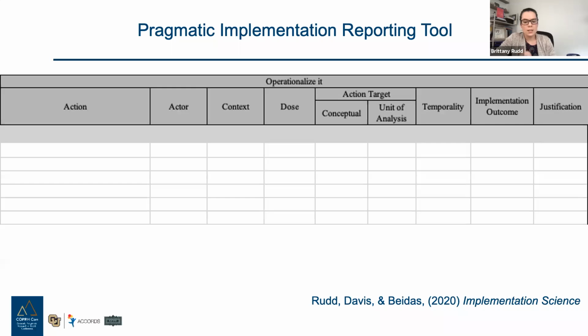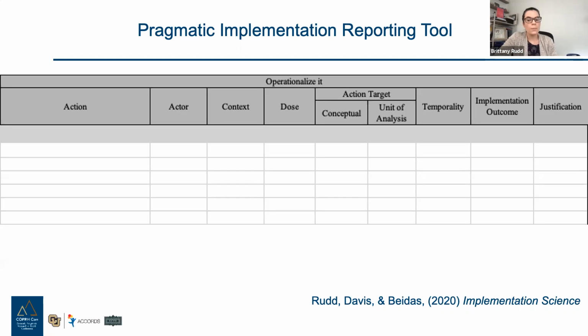So coming back to the tool, if you're using COPRH, is it implementation climate that this strategy is targeting? Something else? Then we move on to the action target unit of analysis. What is the level that you're targeting? Are you targeting individuals, organizations, systems?